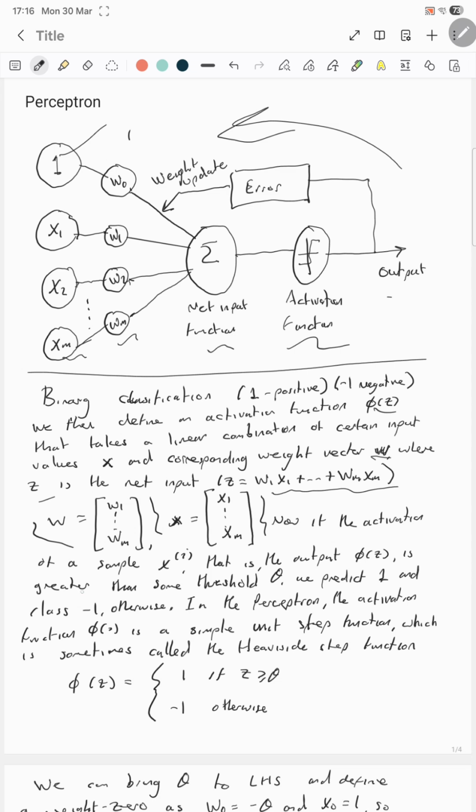Now if the activation of a sample x of i, say, that is the output of phi of z, is greater than some threshold theta, we predict 1 and class -1 otherwise. In the perceptron, the activation function phi is a simple unit step function, which is sometimes called the Heaviside step function, given here.